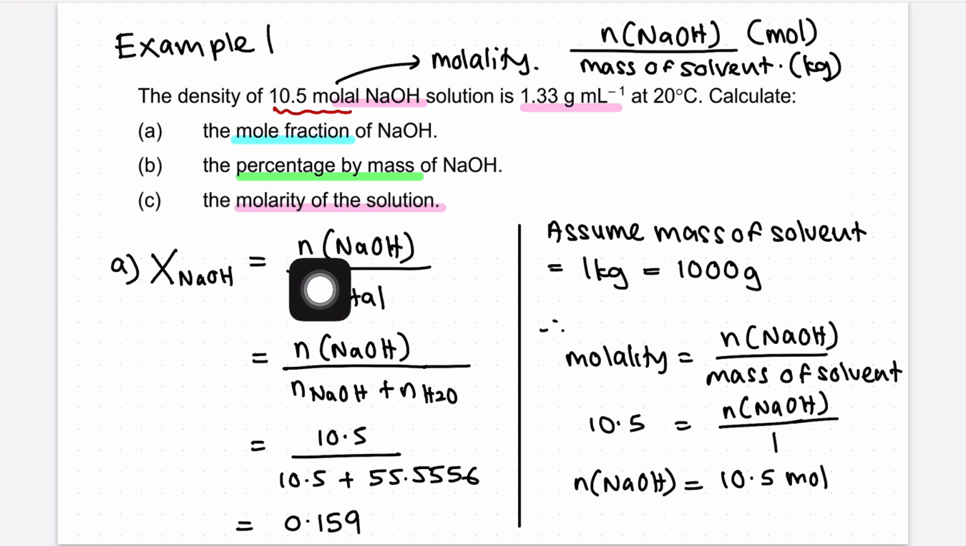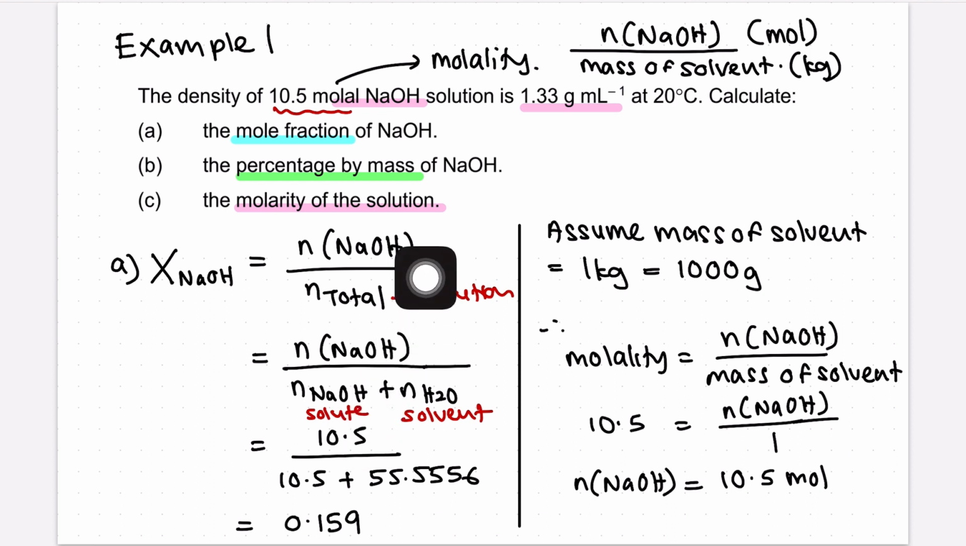So mole fraction, write the formula first. Mole fraction of sodium hydroxide is going to be number of moles of sodium hydroxide divided by the total number of moles. So what do we mean by total number of moles here? It's actually the number of mole of sodium hydroxide plus the number of mole of water, because total here refers to our solution. So what is solution made up of? Solution is made up of solute and solvent.